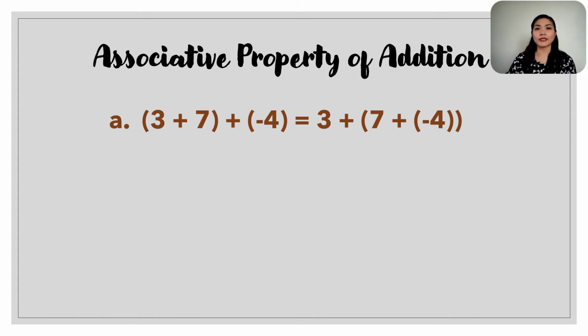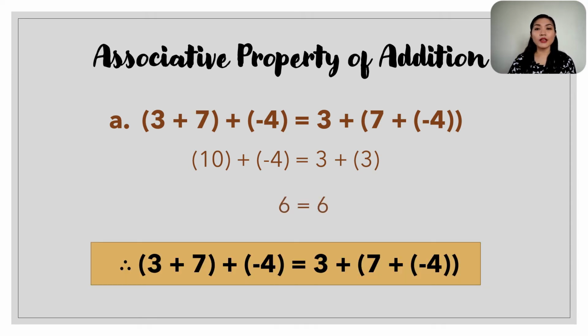Recall PEMDAS. We solve those inside the parentheses and then we work ourselves out, giving us 10 plus negative 4 equals 3 plus 3. Solving this, we have 6 on both sides. Thus, the quantity of 3 plus 7 plus negative 4 is equal to 3 plus the quantity of 7 plus negative 4.